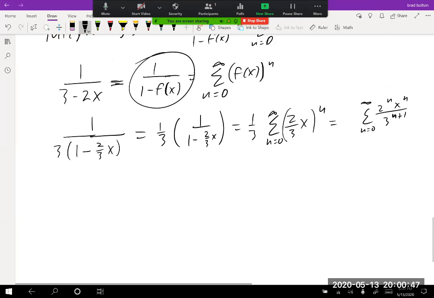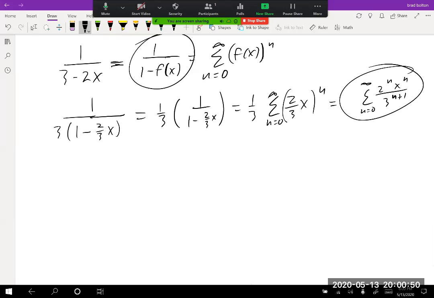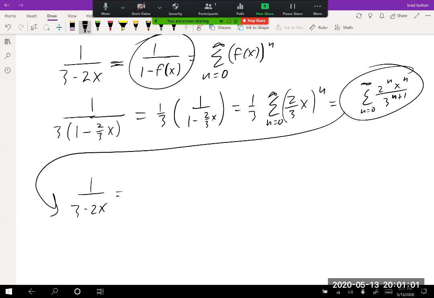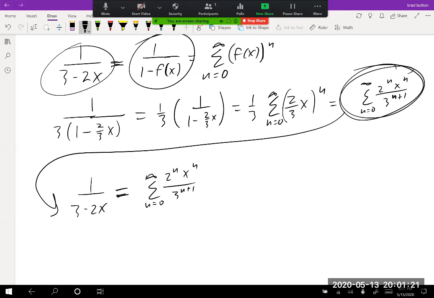So now we're here. So we have this. So let me bring this over here. So I now have that 1 over 3 minus 2x is equal to this series. Right? Because that's what I just showed. I have just shown that this is equal to this, right? These two are the same, right? So now I need to get to what they asked me for.